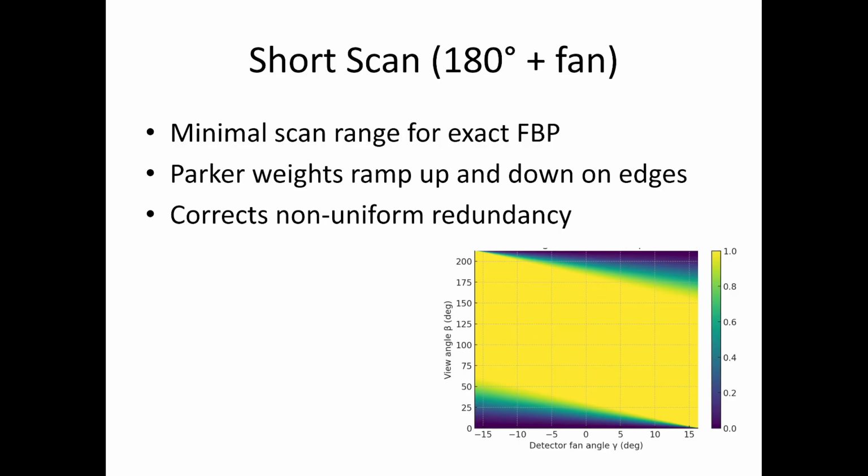What if we don't collect all 360 views? It turns out you only need 180 plus the fan angle. This is called a short scan. But now the redundancy is not uniform. Near the ends of the scan, some rays are seen only once, while others are seen twice. To fix this, we use the Parker weighting function, which smoothly ramps up and down like wedges on the left and right edges. This ensures every ray contributes exactly once overall. With Parker weights, the short scan reconstruction looks just as good as the full scan.